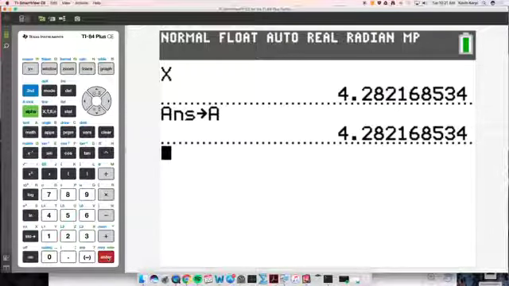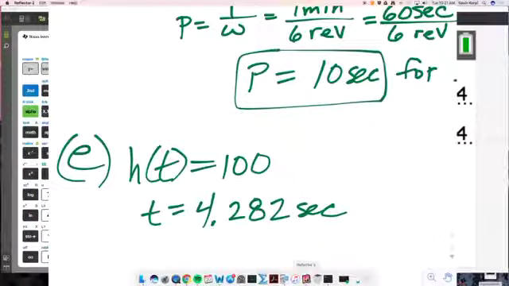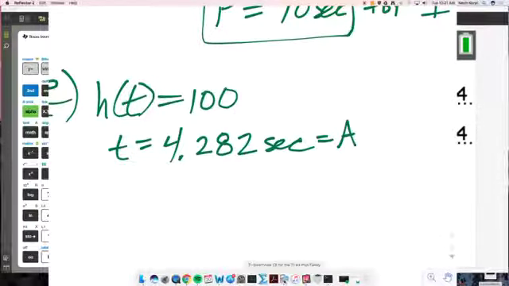Now, if you store it as A on your calculator, here's what you're going to want to do on your paper. Put equals A on the back end of it. And now you can refer to it as A in your calculations. And it's a reminder to use the calculator stored button. All right, we got one more to find, and we're going to do it very similarly here.